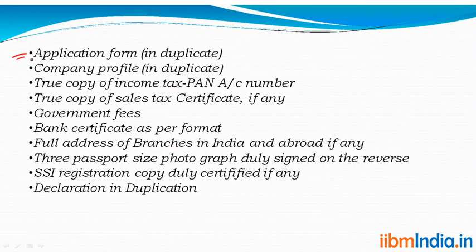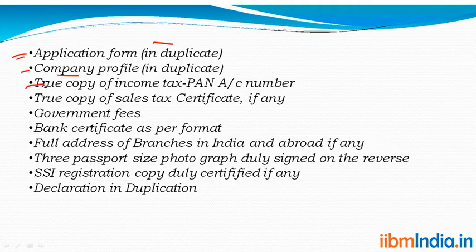First is the application form in duplicate. The company profile is all about what you actually do, what your business is about, when you started your business, and what products and services you are providing. So you have to write down a brief history and a brief introduction about your company.